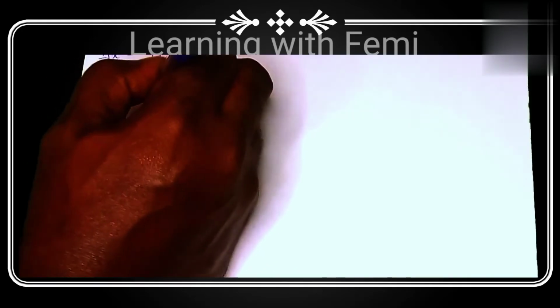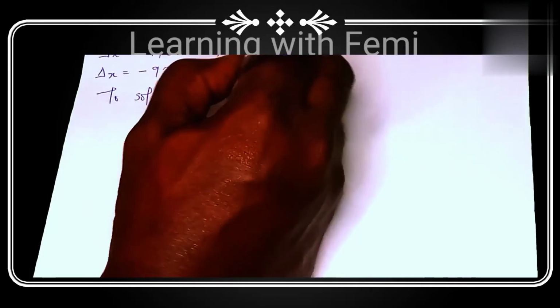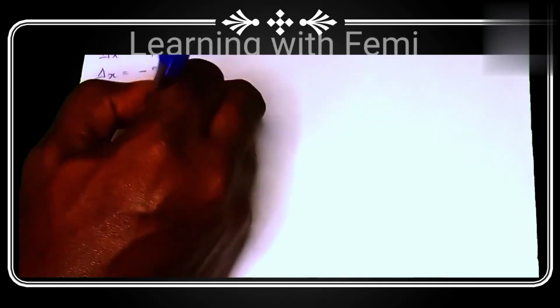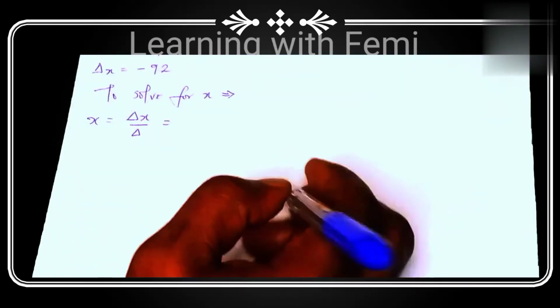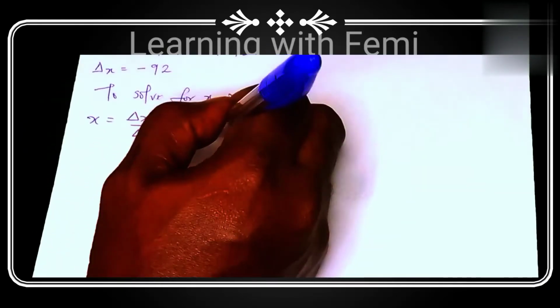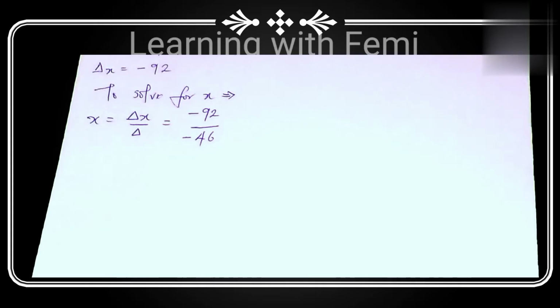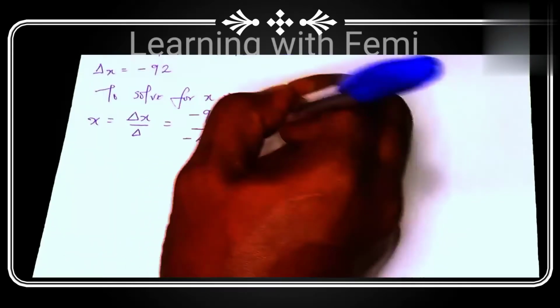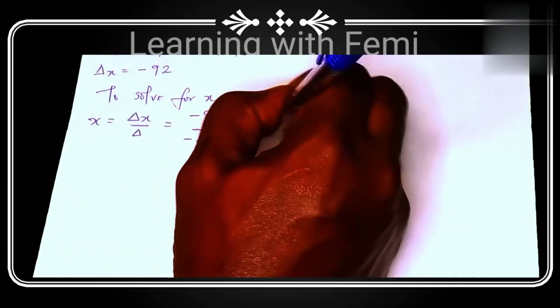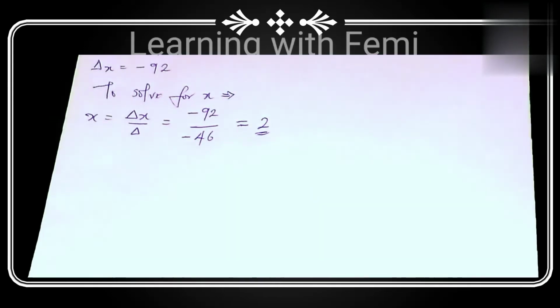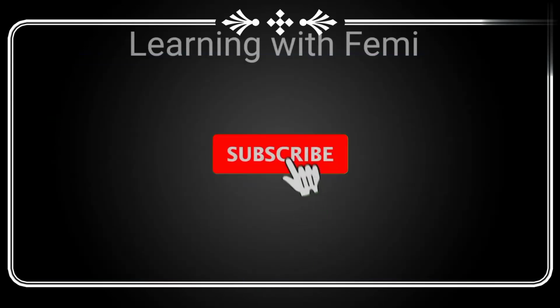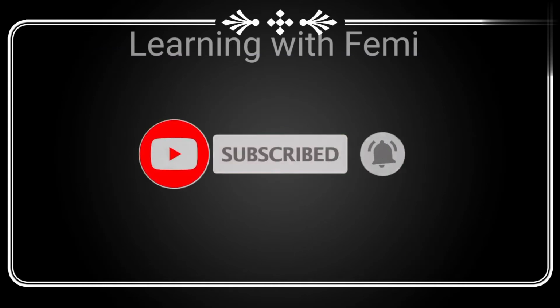Now, having gotten minus 92, all we have to do now is to solve for x. We do x equals delta x over delta. Now, the value we got for delta x is minus 92, and the value we got for delta earlier is 46. Now, if we use your calculator, you find out that the answer for this one will be 2. Now, x equals 2.